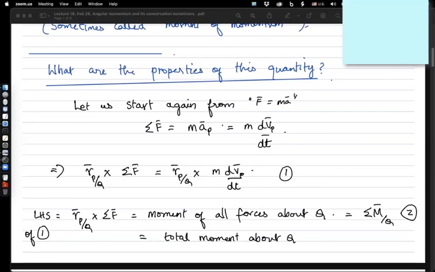Rohan asks, VP can be measured in any inertial frame. That's right. Yeah. Any inertial reference frame appropriate for that problem.